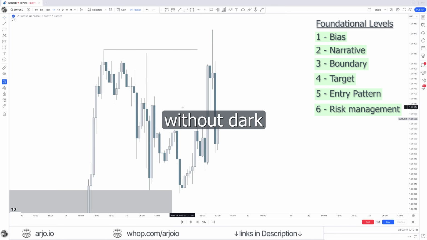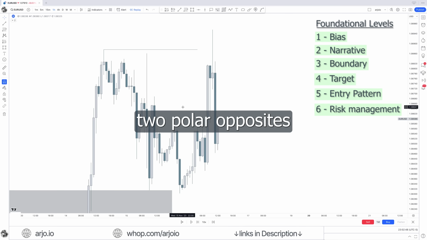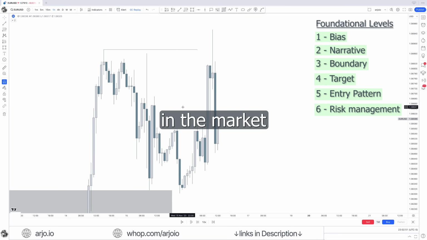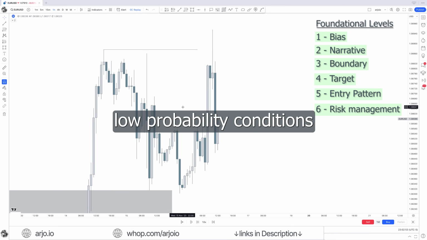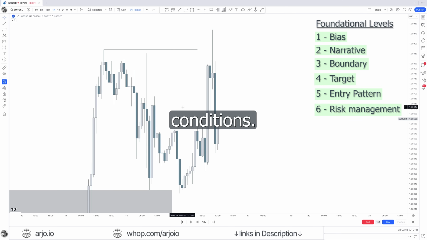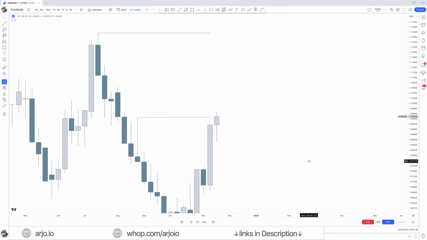There's no light without dark, and there's no dark without light. So there needs to be two polar opposites. And that's the same in the market right there. We need to have low probability conditions, but also high probability conditions. The only way we can recognize them is if we stick to a certain trading plan. It's very important.